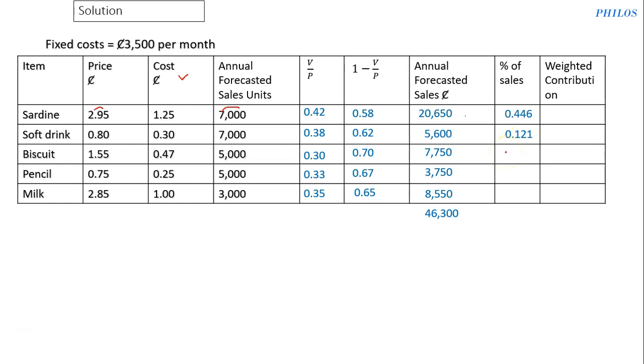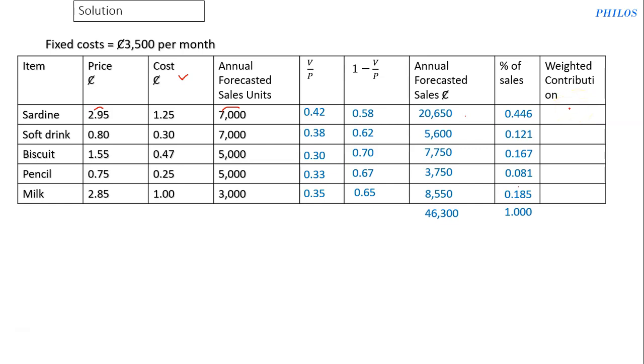7,750 divided by 46,300 will give you 0.167 in 3 decimal places. And then 3,750 divided by 46,300 should give you 0.081 in 3 decimal places. 8,550 divided by 46,300 is 0.185 in 3 decimal places. After getting the percentage of sales, when you add all of them together, you must get a 1, provided you do your approximation properly. So we are going to find a weighted contribution.